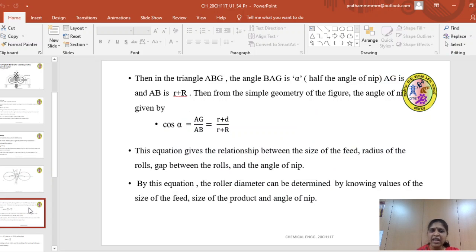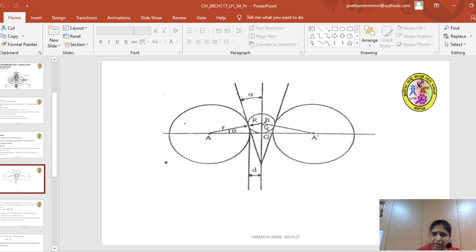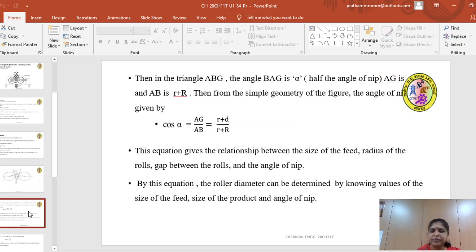So then the triangle ABG, and the angle BAG is alpha. You can see here, you can form a triangle. Line ಹಾಕಿದಾಗ ಇಲ್ಲಿ triangle form ಆಗುತ್ತೆ. Triangle ABG and BAG, we will take it as the angle alpha. ಇಲ್ಲಿ angle form ಆಗುತ್ತೆ, that will be alpha angle. And AG and AB: AG is nothing but r plus d, and AB is nothing but r plus R.